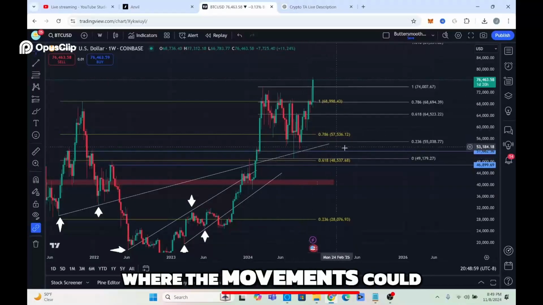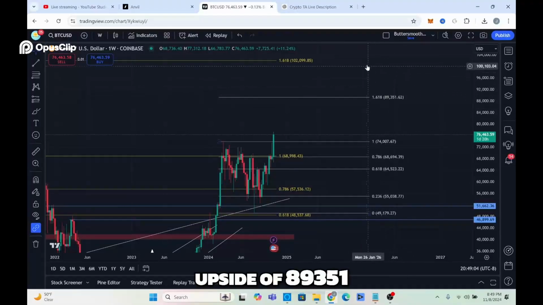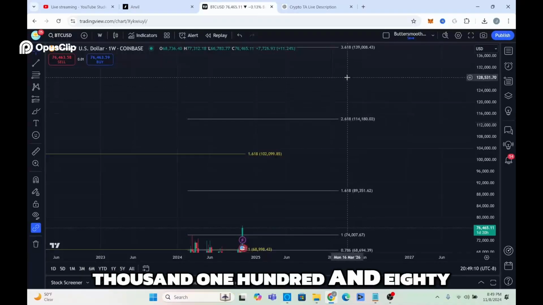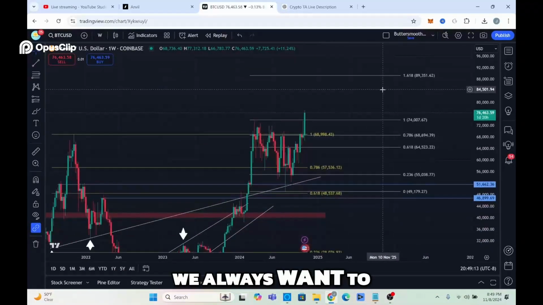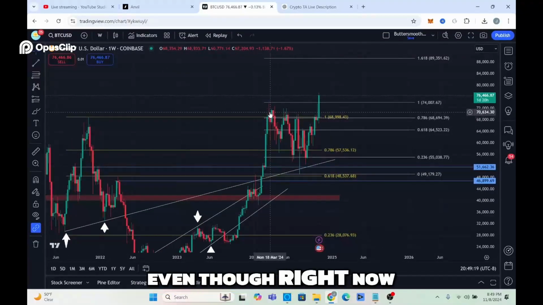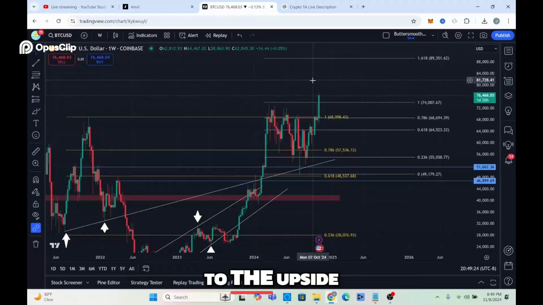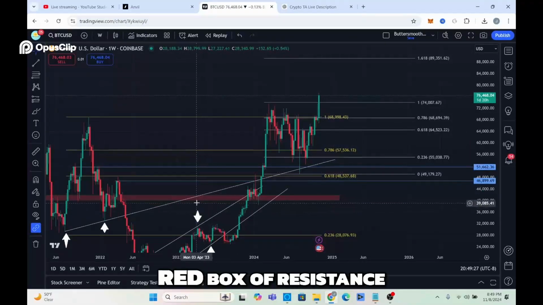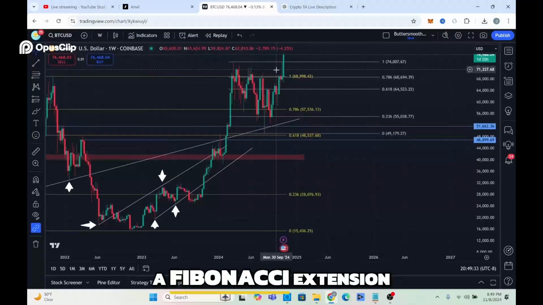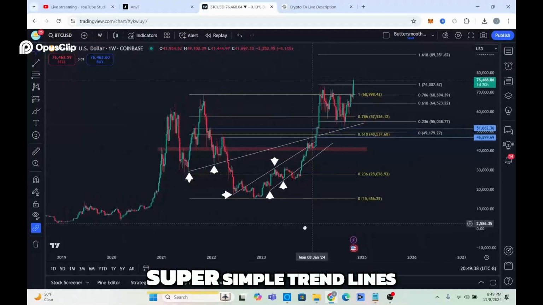We want to see where the movements could potentially come in to where we could potentially start moving to the upside of 89,351, 114,000, 180, and so on and so forth. We always want to know what the potential to the upside is and the potential to the downside. Even though right now the trend is your friend, we're in a bullish market, so we're going to more than likely continue to the upside. So then we have our red box of resistance, we have our Fibonacci, and here on the Bitcoin chart we have a Fibonacci extension. And then after that, I like trend lines, extremely basic, super simple trend lines.